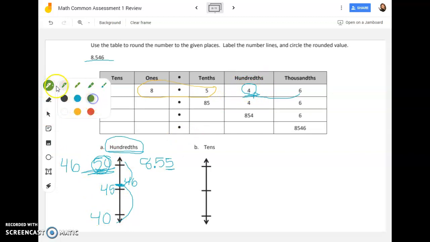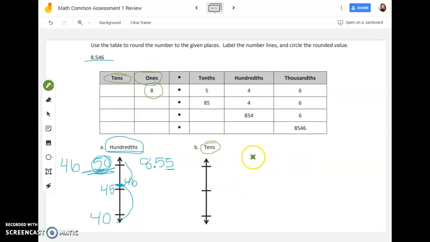They want us to take that same number, but this time they want us to round to the tens place. So I'm going to erase this off of my chart so I can use it again. And this time they're wanting us to round to the tens place. Wait a minute, Miss Talbert, there's no digits in the tens place. You're right, but we do have 8 ones. So let's talk about that.